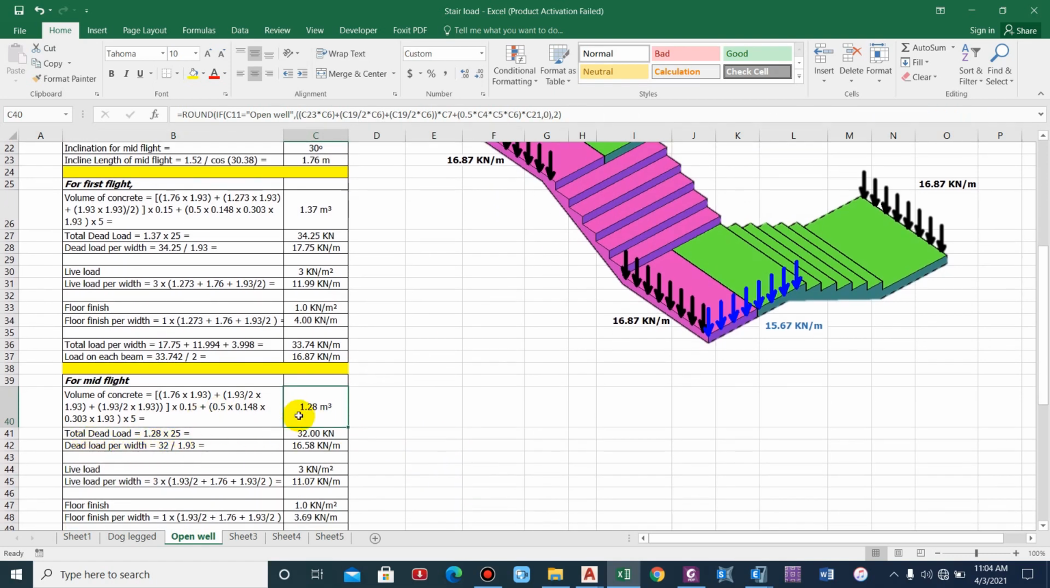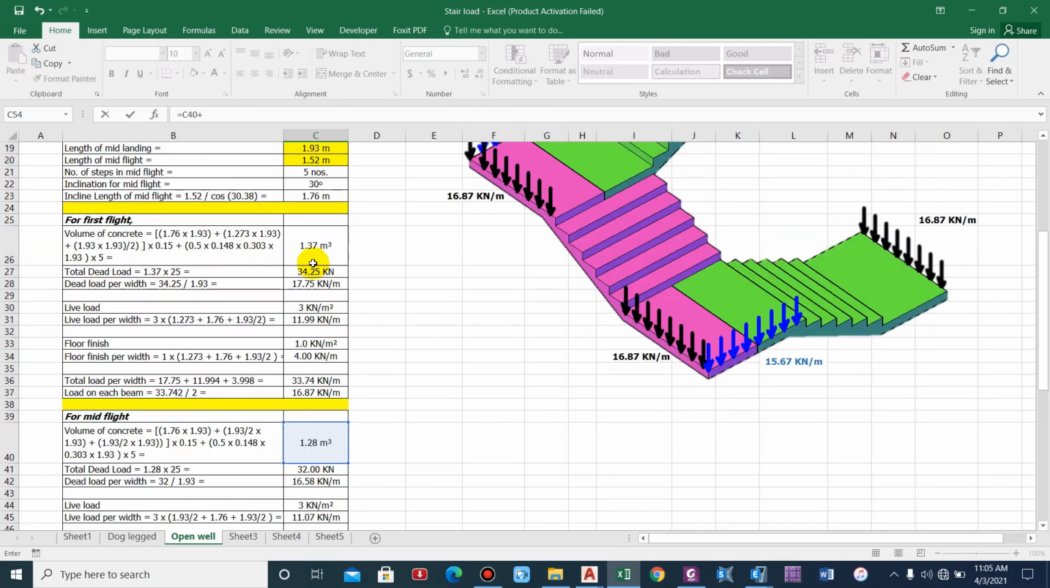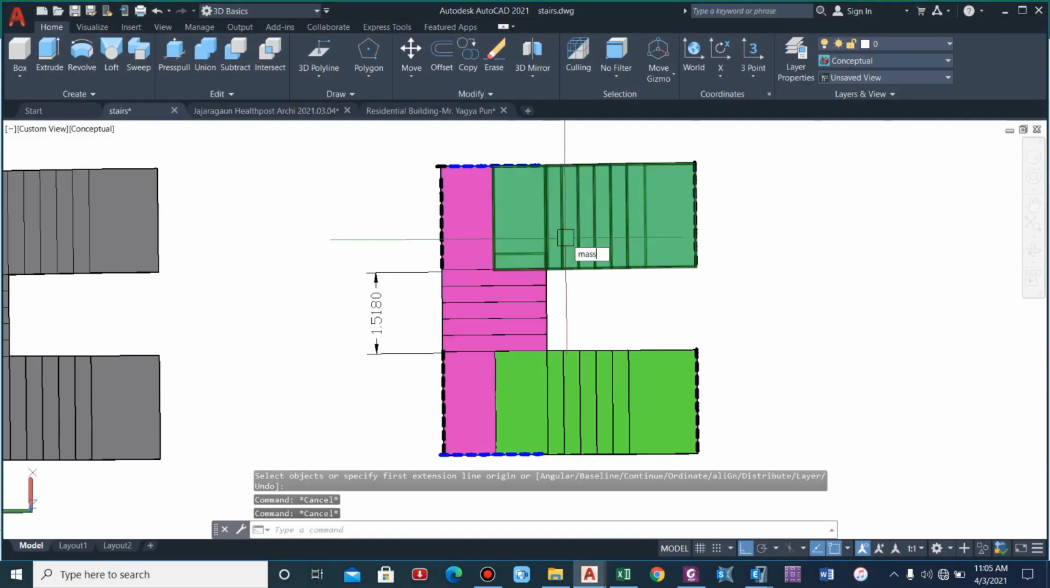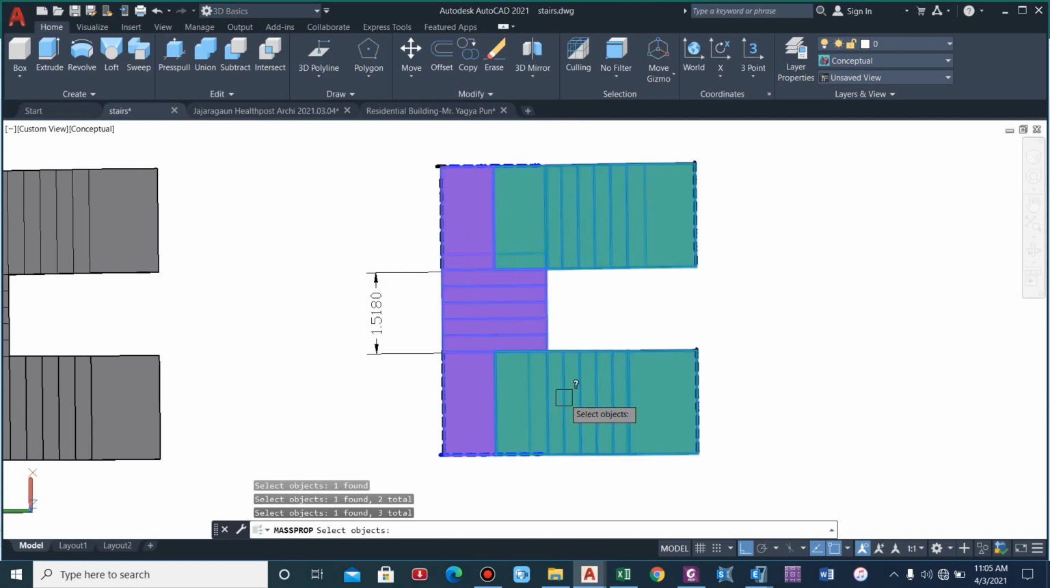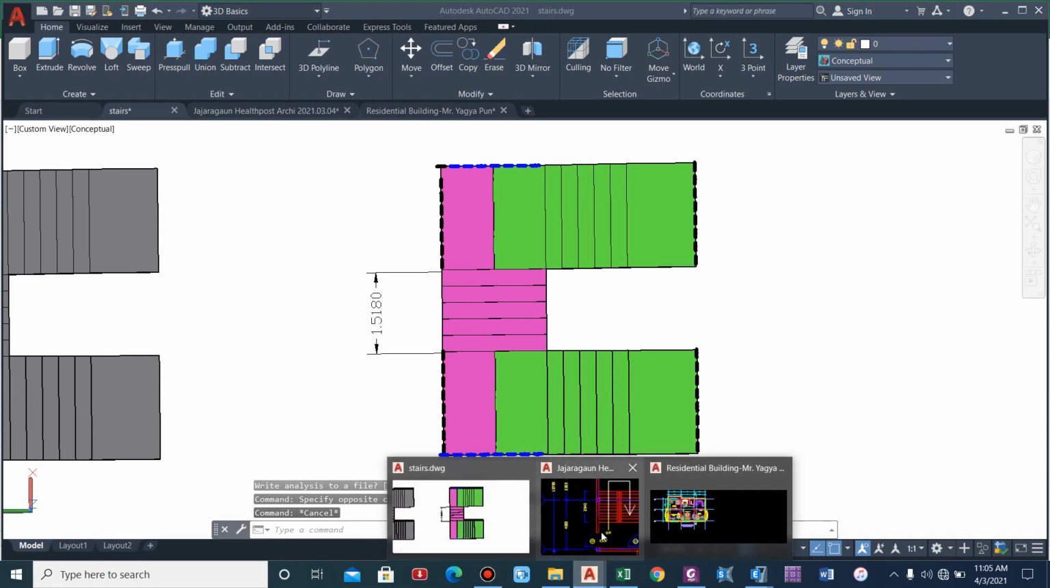Now total dead load. Now let us check the total volume. 1.28 plus 1.37, into 2, so this is 4.02. Now let us go to this and mass property, 4.06, so this is almost equal. So the volume calculation is okay.